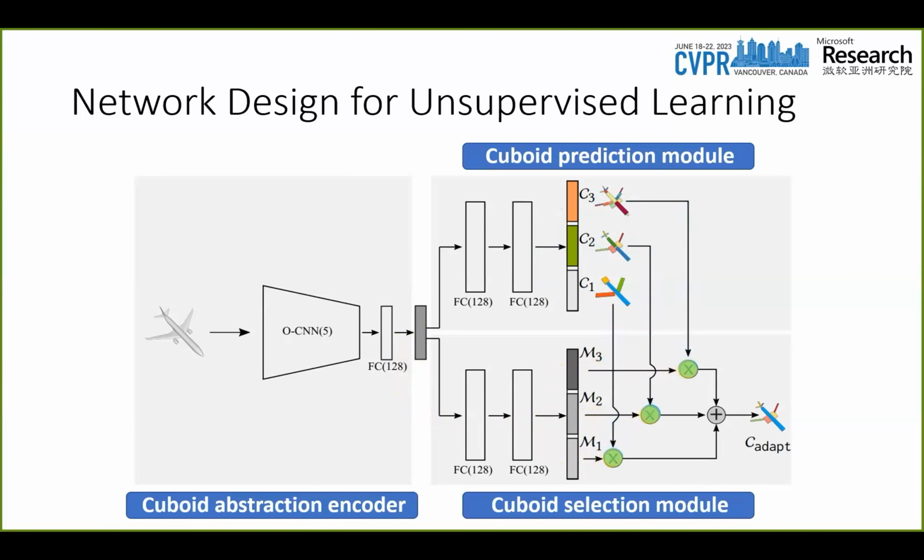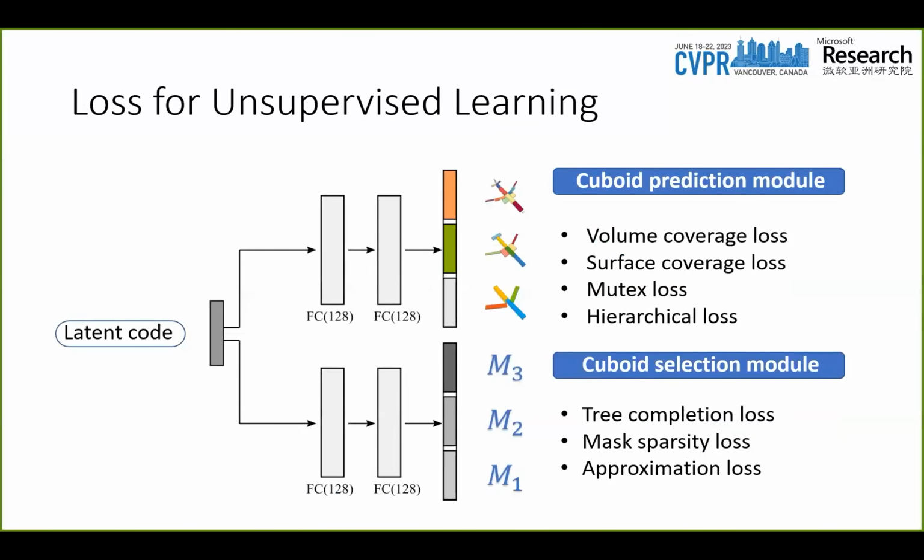During training, we update the cuboid prediction and selection module iteratively to refine the masks and the cuboid parameters. And finally, we get a good adaptive cuboid abstraction of the input shapes. To train this network, we also design a set of loss functions for each branch. Please see our paper for more details.